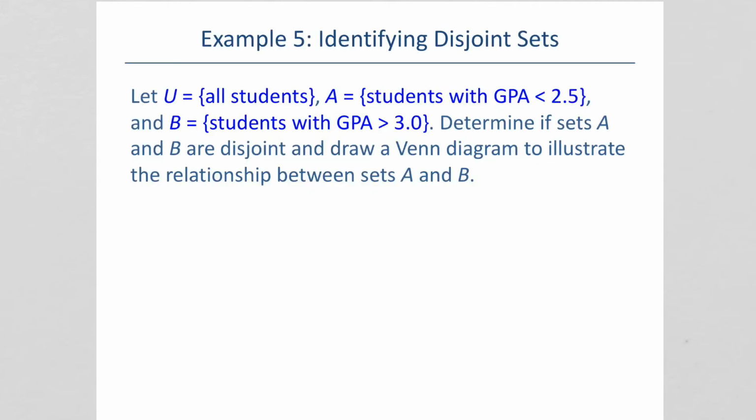Let U be all students. A is students with a GPA less than 2.5, and B is students with a GPA greater than 3. Determine if A and B are disjoint and draw a Venn diagram to illustrate the relationship. Well, you couldn't have both a GPA that's less than 2.5 and a GPA that's greater than 3. So they would be disjoint.